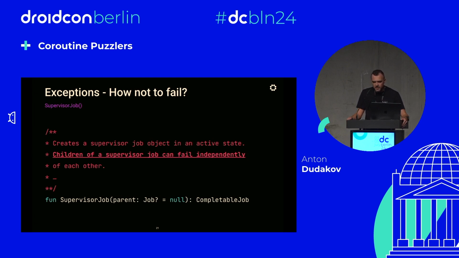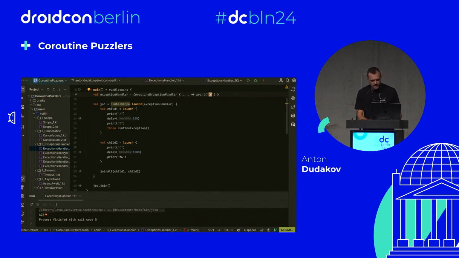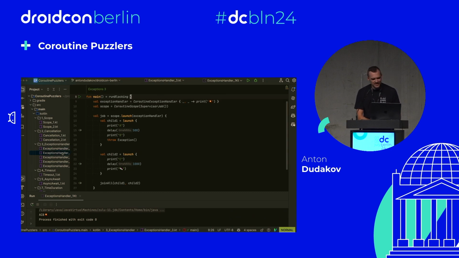There is a nice thing. There is a supervisor job. If we use a supervisor job, then our children can fail independently. And let's try to do it. Exception number 3. Yeah, we don't have 2 because with all my cases, this talk could take more than an hour. So I removed some of them.